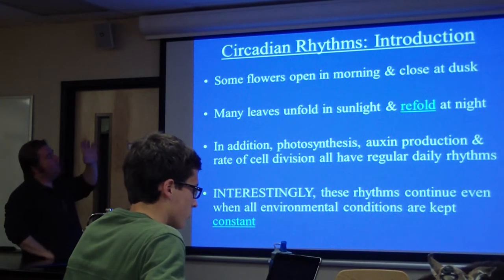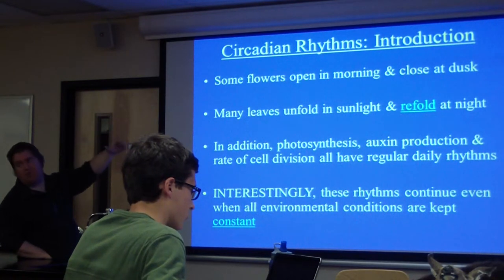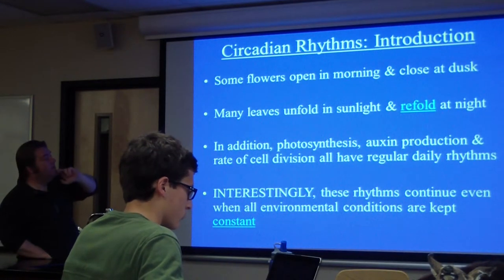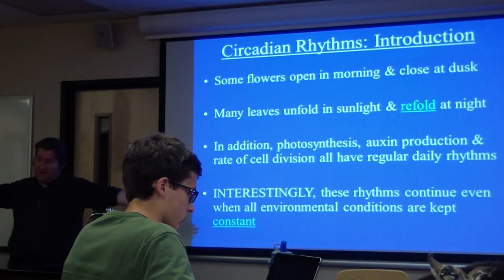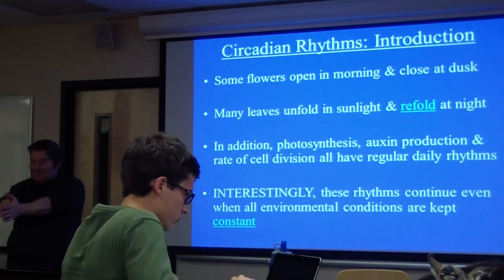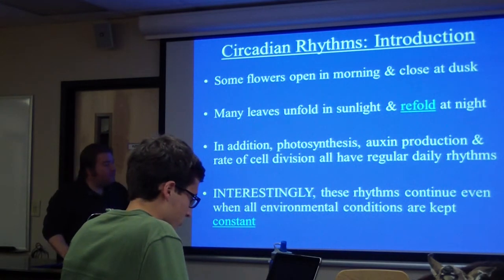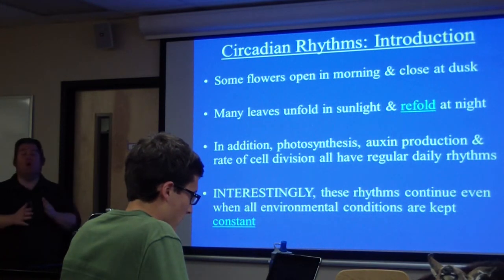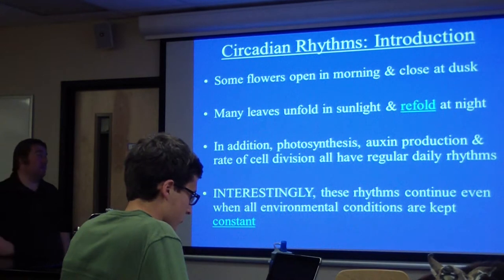All right, so maybe you know some flowers are open in the morning and they close at dusk. Many flowers are open all the time, but some of them are only open in the daytime and then they close at night. There are lots of leaves in the world that will unfold in the sunlight and then fold back up at night. Did you know that? It's really amazing. On top of all that, photosynthesis, the production of auxins, the rate of cell division, all have regular daily rhythms. There are rhythms to a plant's life.